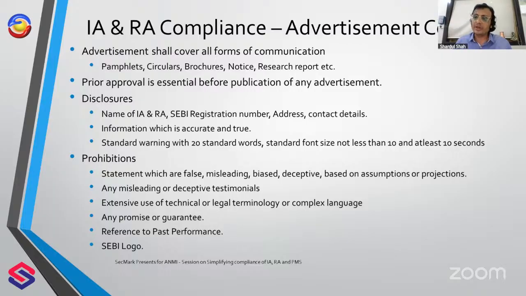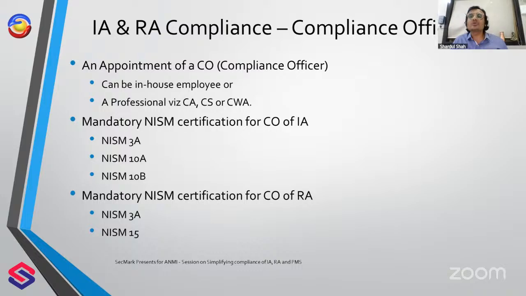The SEBI logo is not permitted to be displayed on any advertisement of the IA or RA. Compliance officer requirement: yes, it is mandatory for IA or RA both that a compliance officer should be appointed. An in-house employee can be a compliance officer, or a professional like a chartered accountant, company secretary, or cost accountant can become the compliance officer of an IA or RA. If professional entities become the compliance officer of an IA or RA, then NISM certification is mandatory. That is 3A for broking operation and 10A, 10B for investment advisory. For research, NISM certification 15 is mandatory in addition to 3A. 3A is a standard requirement mentioned by SEBI. In any category, they should have cleared the 3A certification.